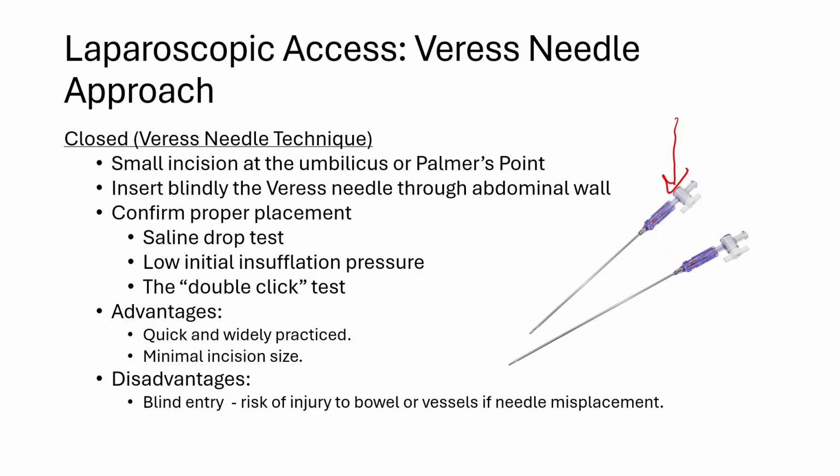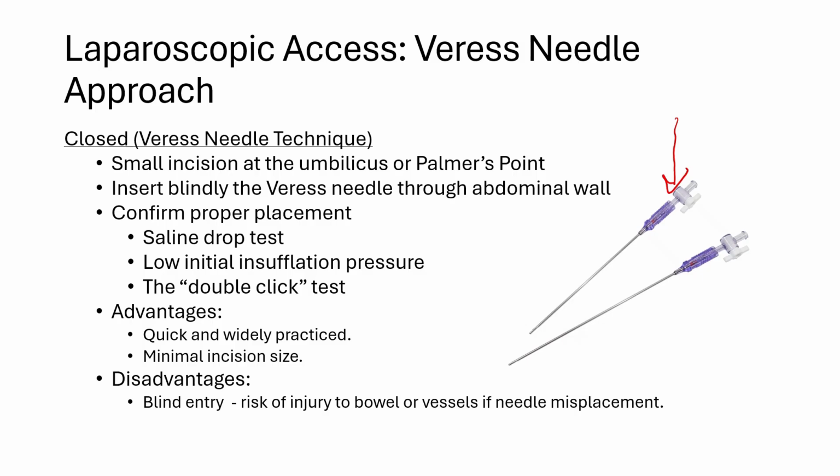And so you'll be able to know whether or not you're within the intra-abdominal space or between layers of the abdominal wall. Another test to make sure that you're within the intra-abdominal space is to see if there's low initial insufflation pressure, which you could see within the monitor. The final test that I want to cover, and is often asked by surgeons, is the double click test, or sometimes called the double pop test. This is when the surgeon who's handling the Veress needle will feel two distinct clicks as he or she pushes the Veress needle through the abdominal layers. If they feel two clicks, then they can feel certain that they're within the intra-abdominal space.